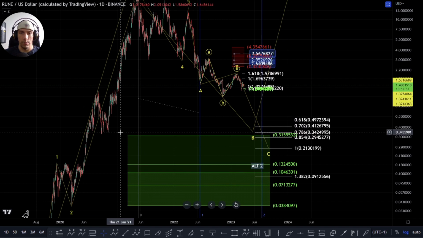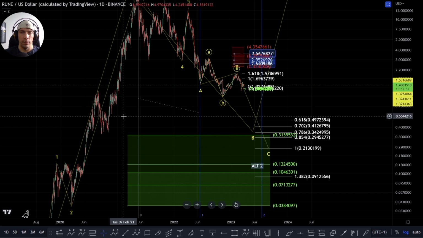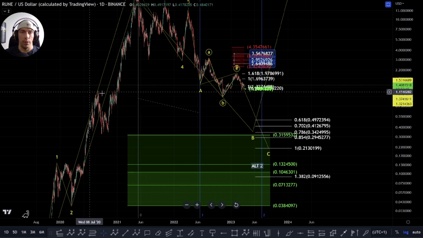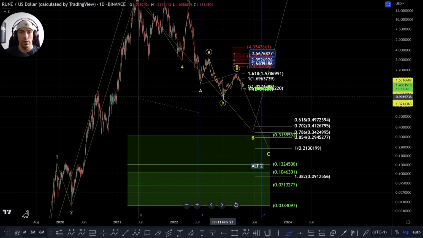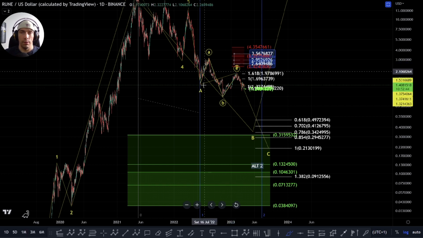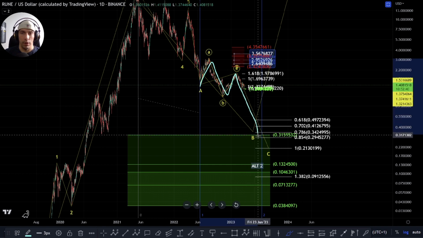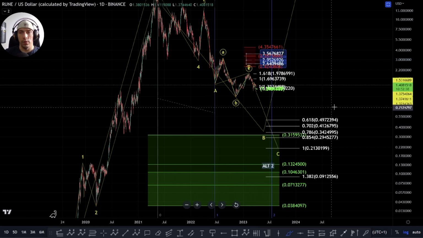So the 786 is quite interesting, would be a retest of these lows here. Obviously, we've got 618 slightly higher there, but we have temporarily found support on these highs here. So going to see how this plays out. If this is just a running flat here, potentially that could mean that we could actually see a move down here towards this key zone.